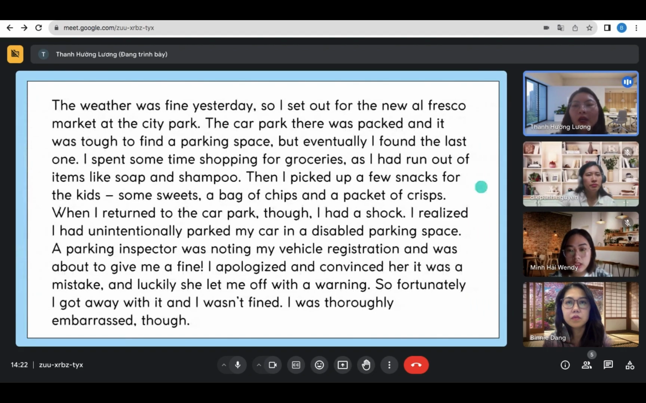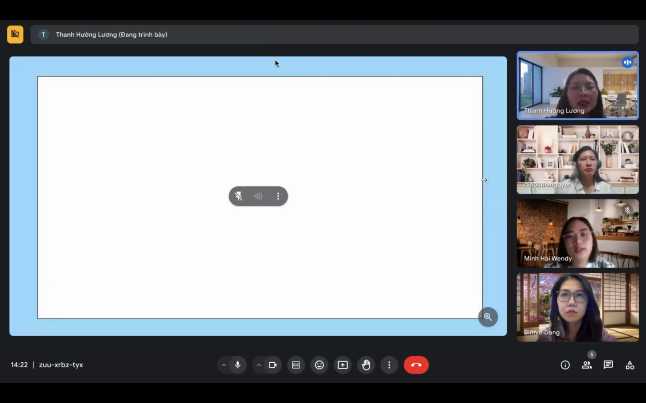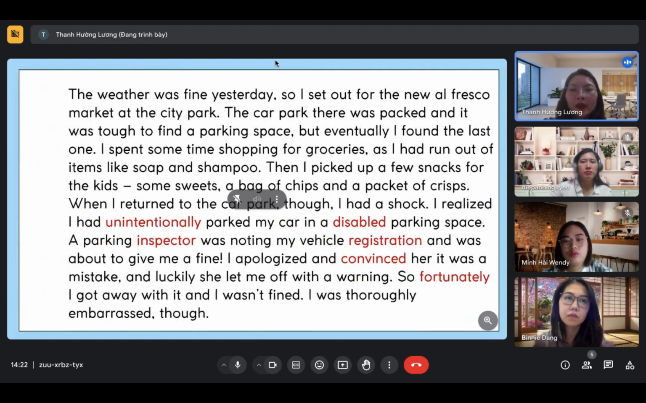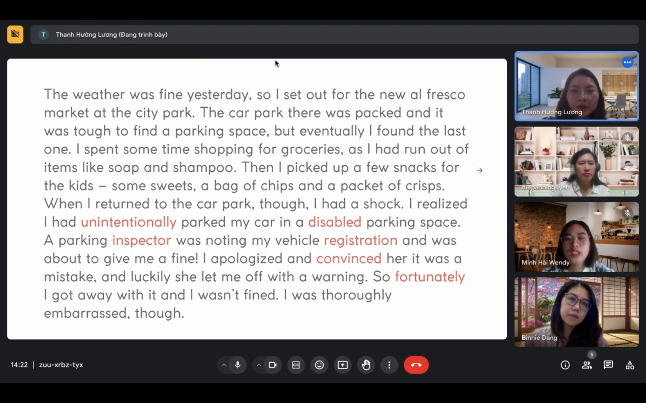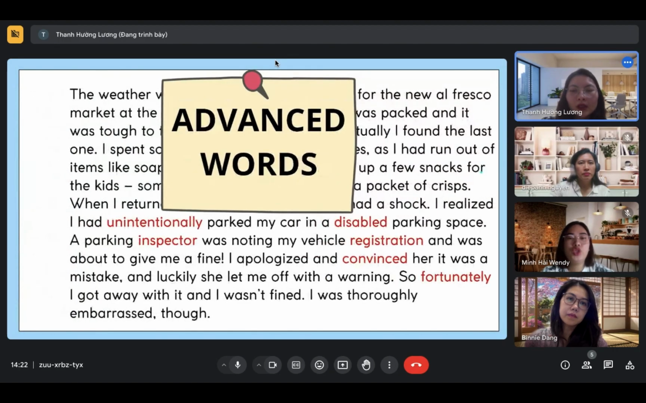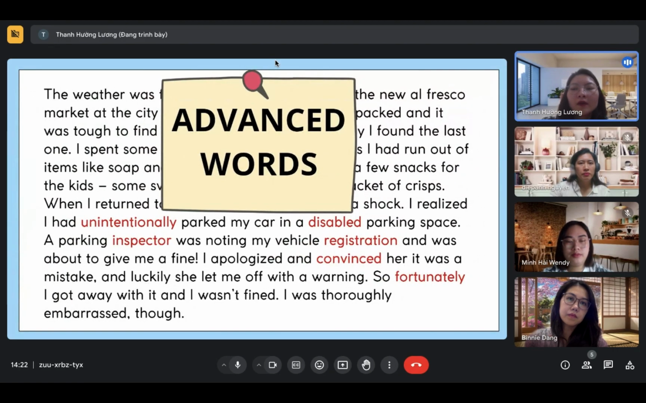So I will show you a reading text as the example here. And you can see that in the text, there are some words highlighted in red here. These are words at the advanced levels. So students may find them quite difficult to understand the meaning of these advanced words. So here is the first problem that students often face with new vocabulary.